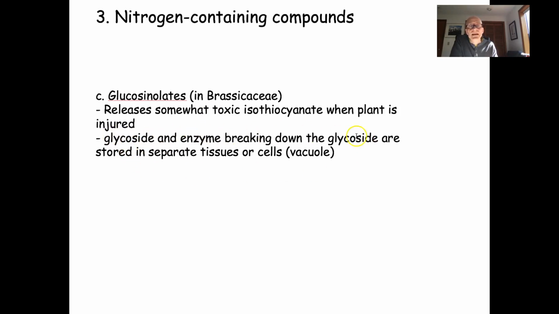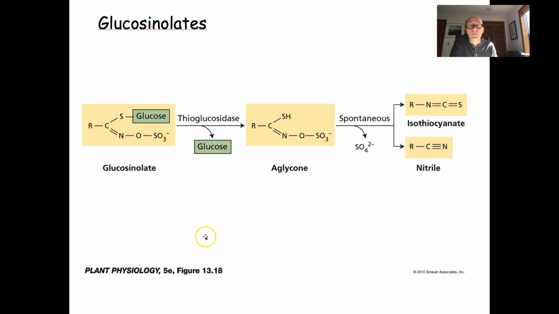Same thing happens here. The glycoside and the enzyme break down the glycoside when they come together, when the animal starts chewing on the plant. And then it probably stops pretty quickly, moves on and eats something else. And here's the reaction for that. So you have the glucosinolate bound to glucose. The glucose detoxifies this substance.